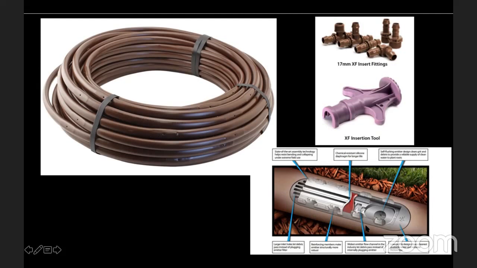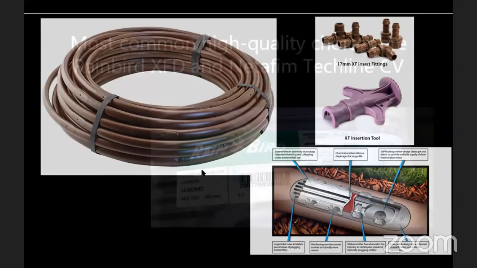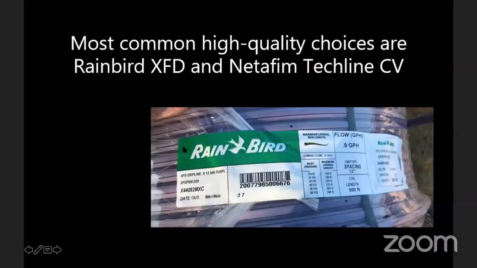This is the tip that's underneath it. Right, and so there are different choices again. This one tells you the flow rate. This is very important when you're looking at the design, and then when you go to buy the parts. This says 0.9 gallons per hour. The spacing between the emitters is 12 inches. And this entire length of the coil is 500 feet. So that's 500 feet of material.